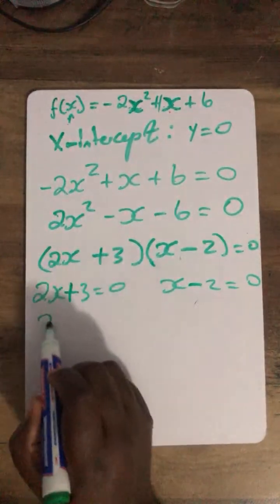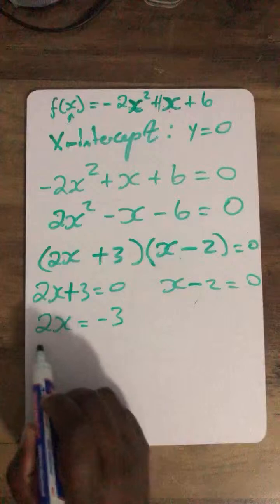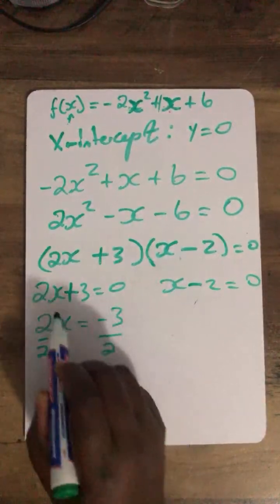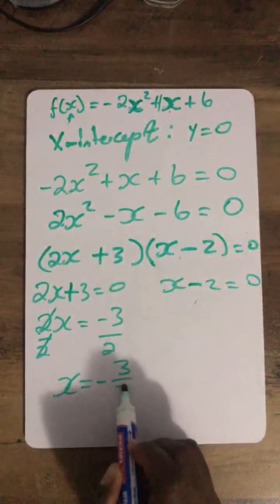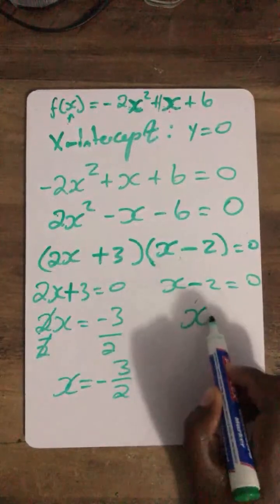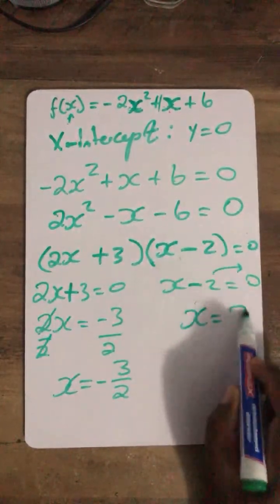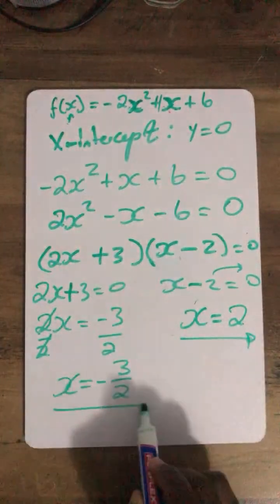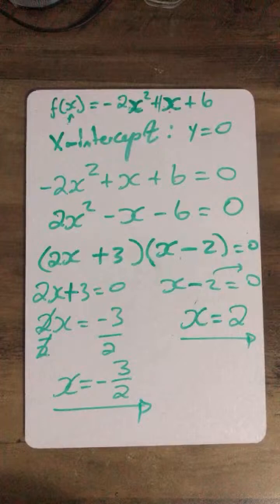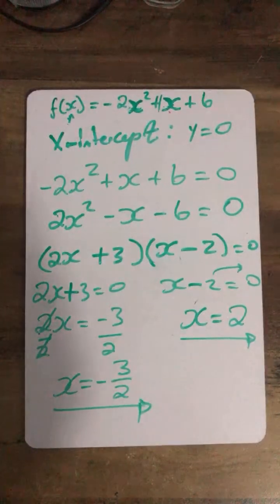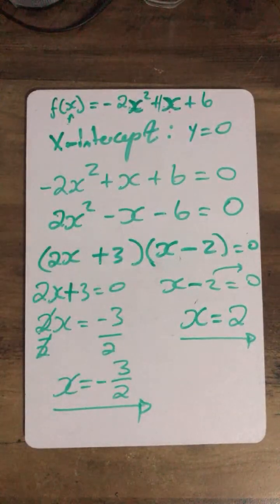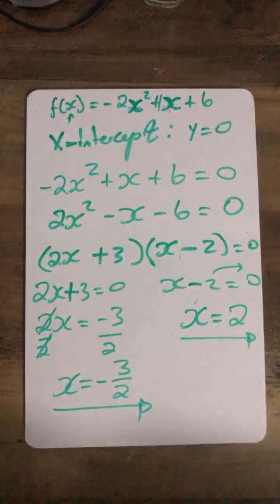Then you take this to the other side. You have 2x, which is equals to negative 3. You divide by 2 on both sides so that that cancels with that. Then you've got your x, which is equals to negative 3 over 2. And then on this side, you've got your x. You take that to the other side, becomes positive 2. This is how you would work it out. Yes, this would be your x-intercepts.